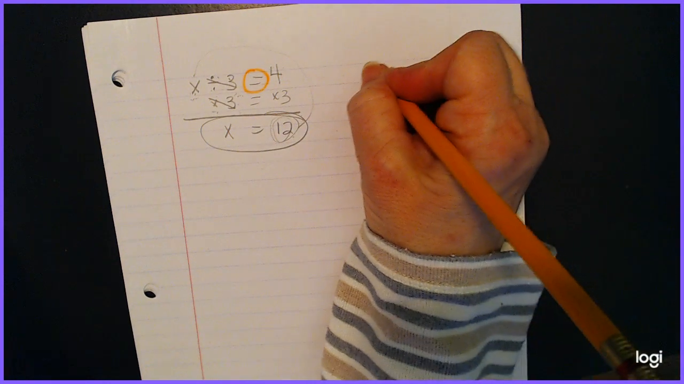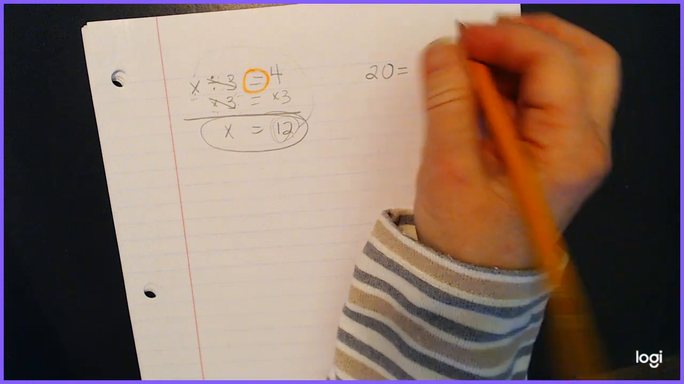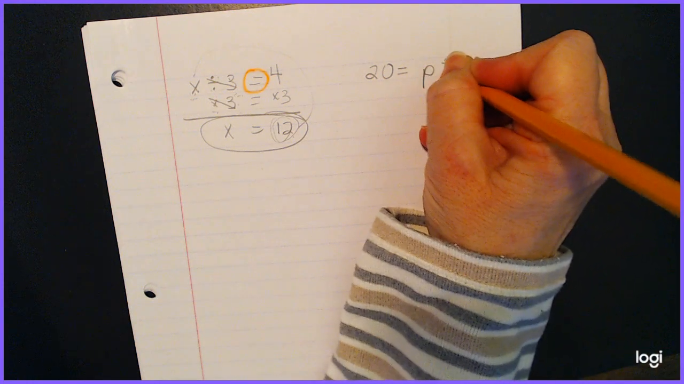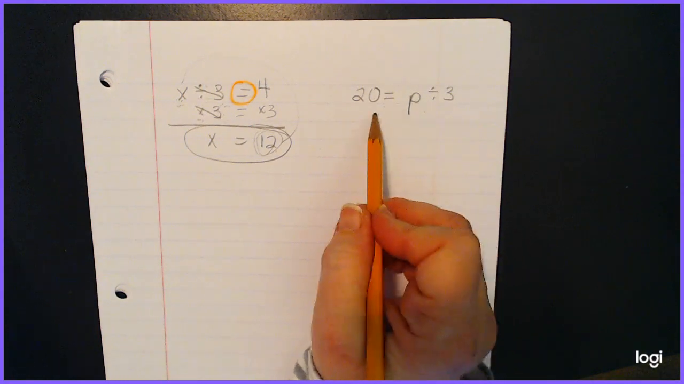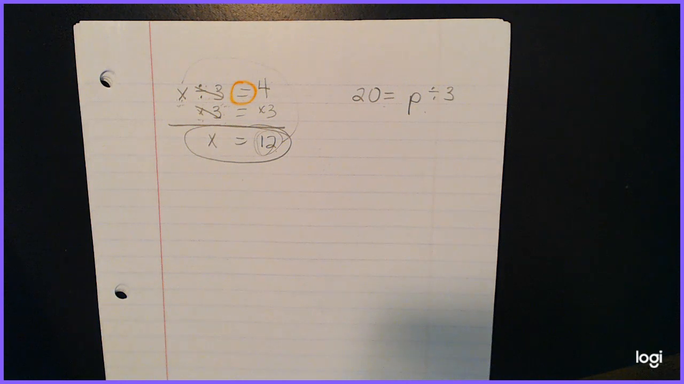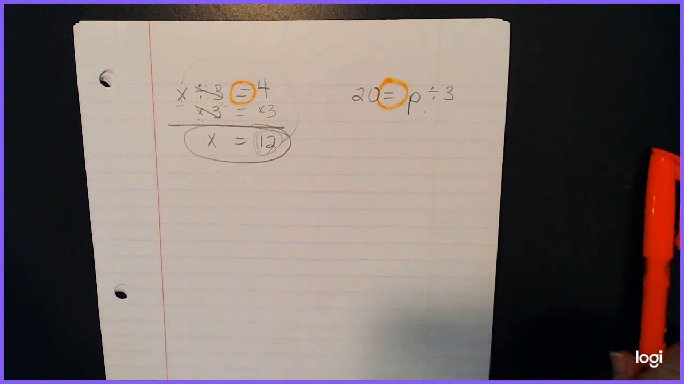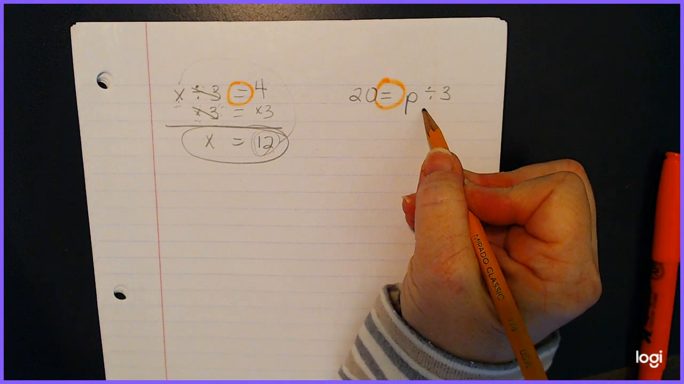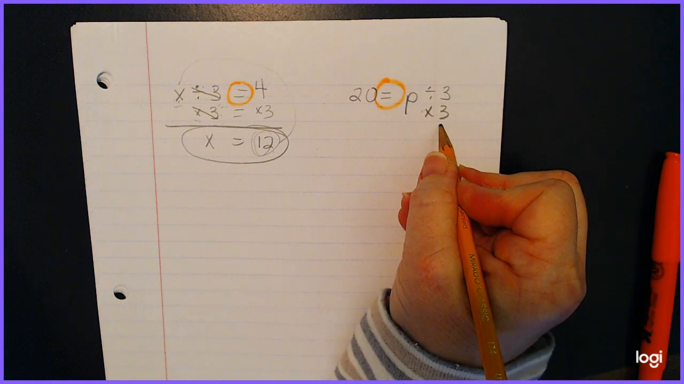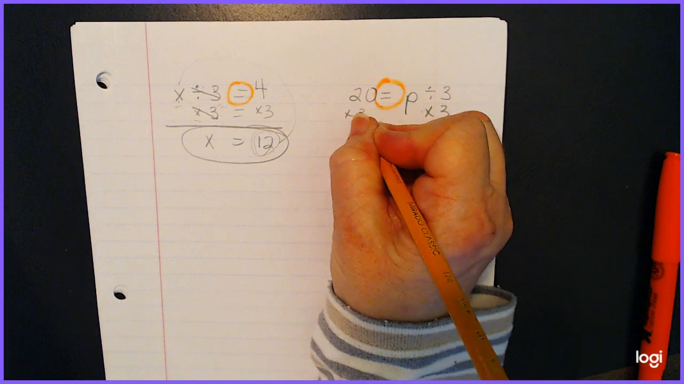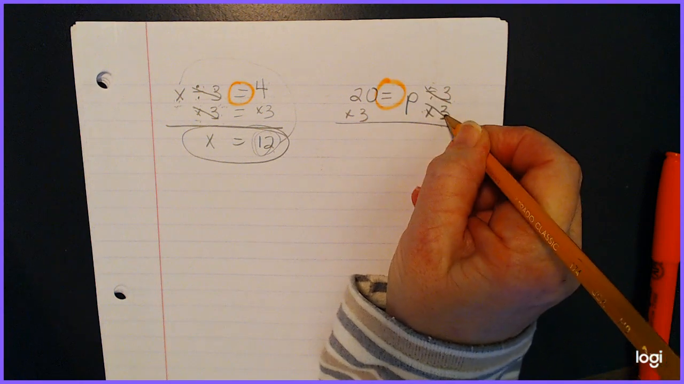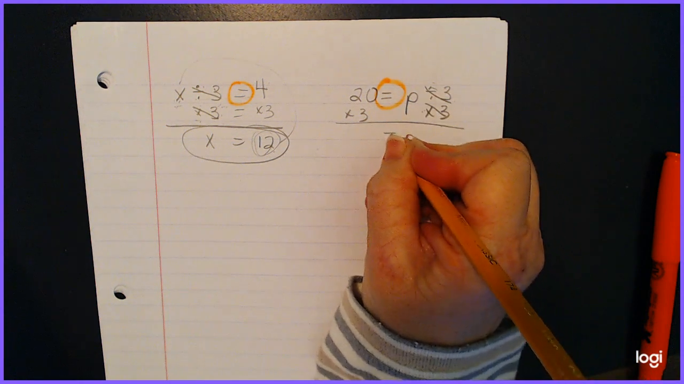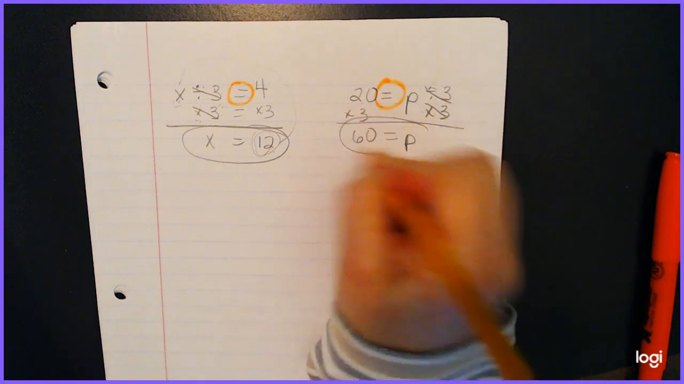All right, well, what I'd like for you to do is solve this one. What if I wrote the problem backwards like this? Backwards meaning my variable's on the right side of the equal sign. Circle your balance. Opposite of dividing by 3, multiply by 3 on this side, multiply by 3 on this side. Opposite operations cancel. P equals 20 times 3 would be 60.